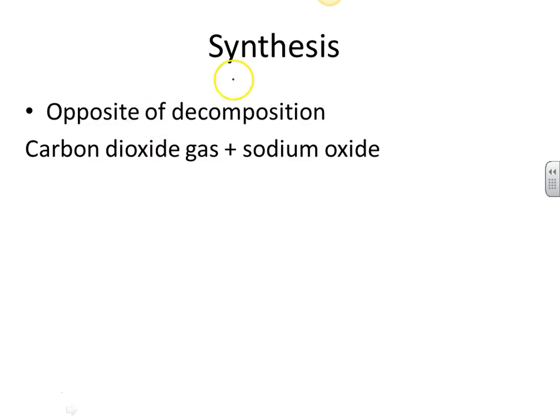Okay, next. We have synthesis reactions, which are the opposite of decomposition. So if we have something like carbon dioxide gas plus sodium oxide, this is the opposite of the decomposition of a metallic carbonate. These would be the products of the decomposition of a metallic carbonate, so we're going to combine them and produce Na2CO3. So metal oxide plus carbon dioxide gas produce metal carbonate. And I believe we are balanced.